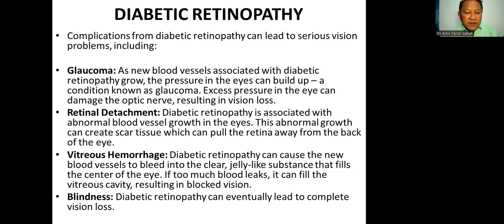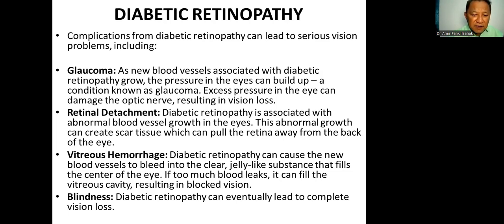And then you have vitreous hemorrhage, right? That is hemorrhage into the fluid content of the posterior chamber. Diabetic retinopathy can cause the new blood vessels to bleed into the clear, jelly-like substance that fills the center of the eye. If too much blood leaks, it can fill the vitreous cavity, resulting in blocked vision.